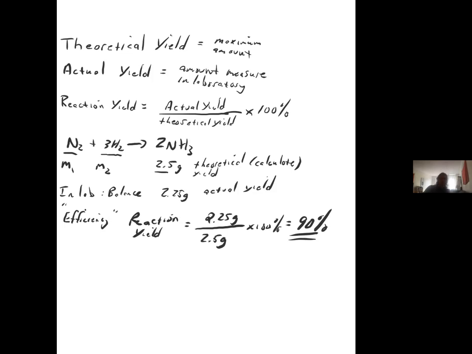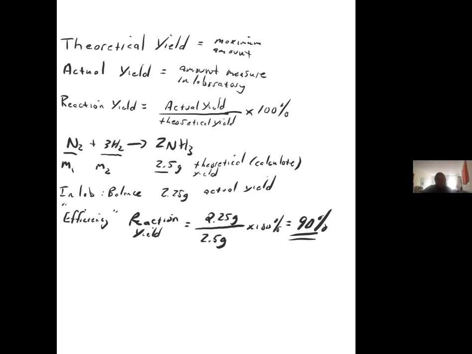But in any case, those are the three terms. Theoretical is the maximum amount. That's what you calculate, just based on the numbers. Actual yield is what you measure in the laboratory. So you take your product and you put it into a balance and you measure it. That's the actual yield. The reaction yield is the efficiency. So you take the actual yield, what you actually get, divided by your theoretical yield, what you calculate, take a ratio, multiply by 100 to convert it to a percent.